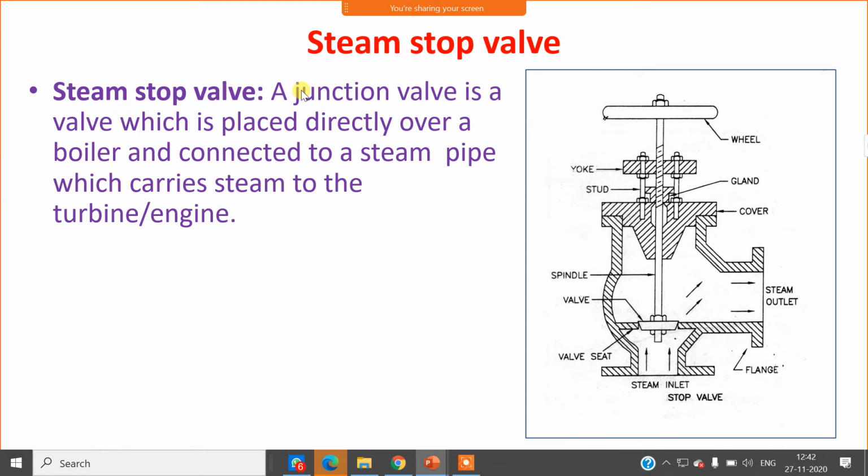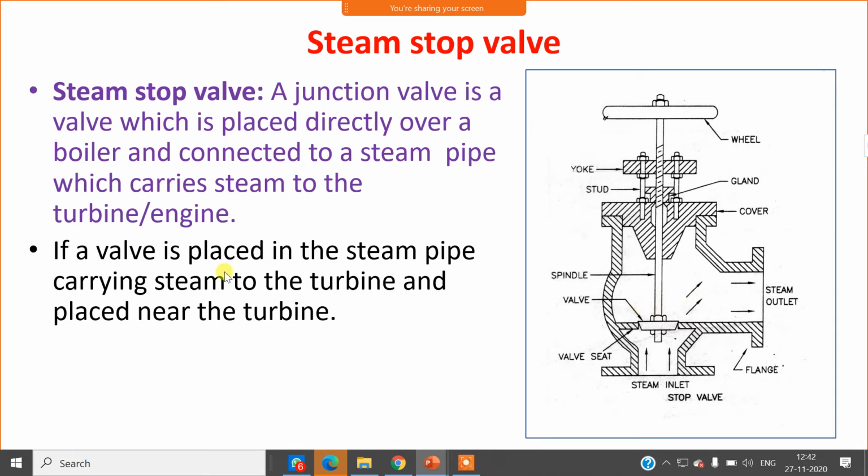The steam stop valve, a junction valve, is a valve which is placed directly over the boiler and connected to the steam pipe which carries the steam to the turbine or engine. This valve is directly mounted on the boiler chest, meaning directly mounted on the boiler, and it supplies the steam to the turbine or engine. If the valve is placed on the steam pipe carrying steam to the turbine and placed near the turbine, it is usually termed a stop valve.